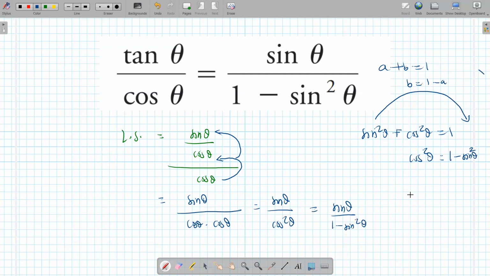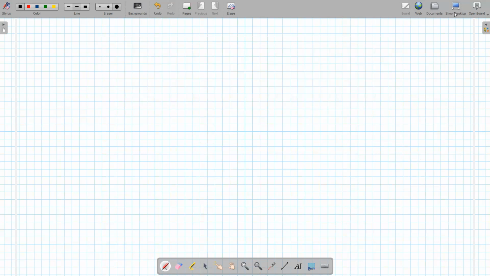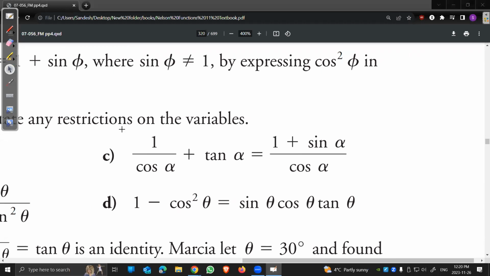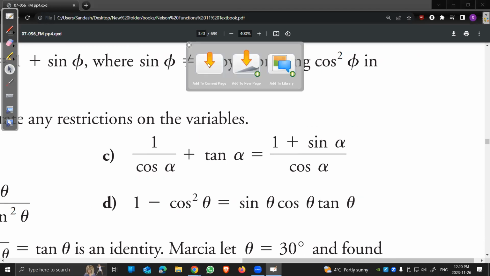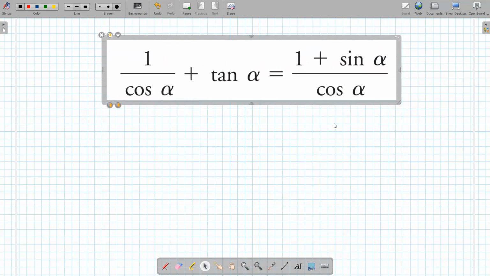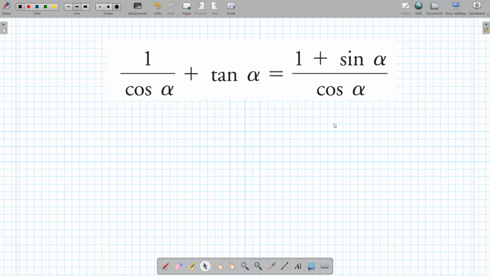That makes sense? So this is just pure algebra. Calculator is not going to help you here. This one is slightly trickier.